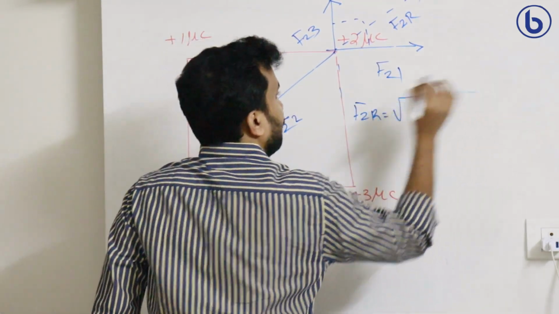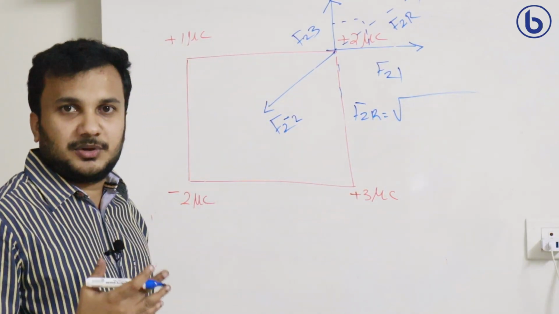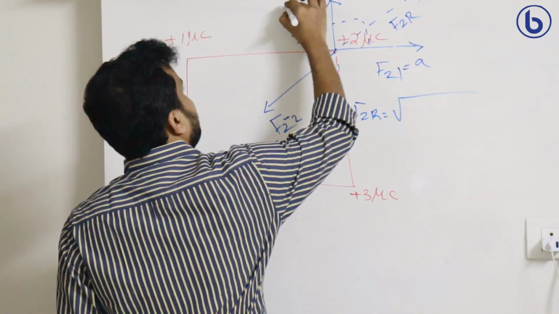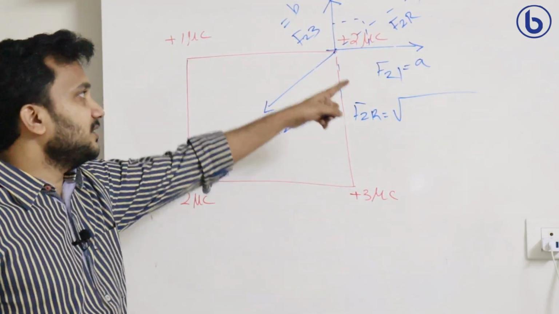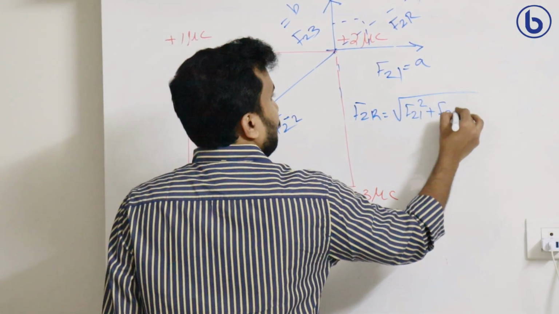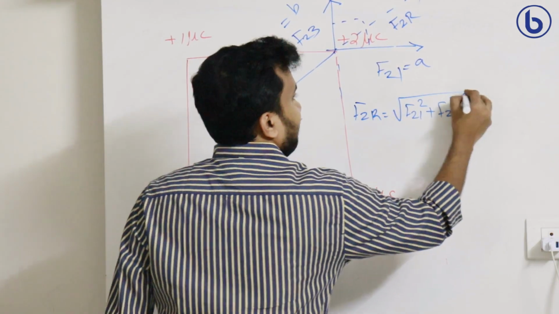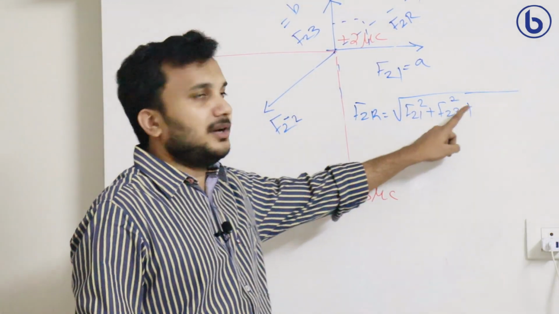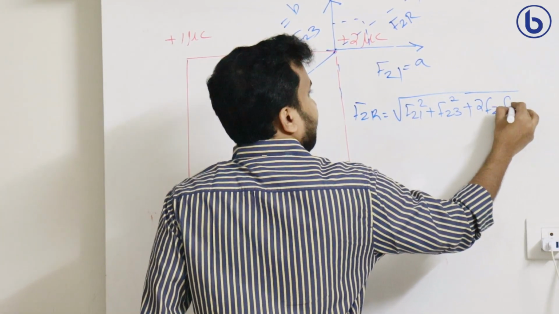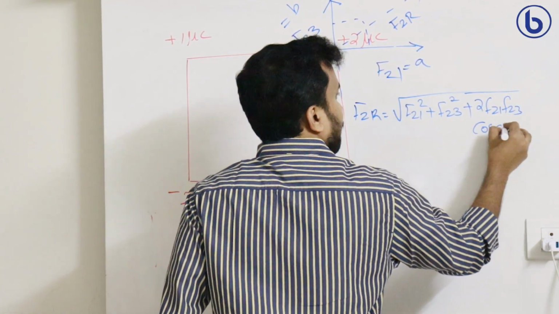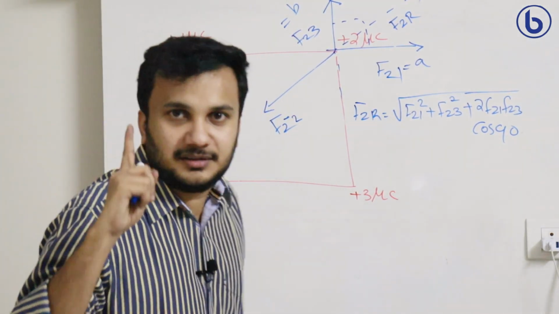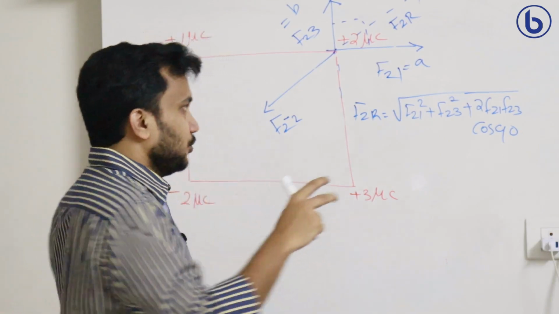F2R will be equal to the root of the same formula, a square plus b square plus 2ab cos theta. What is a? You can consider anything as a, and the other one is b. So this is a and this one is b. So F21 square plus F23 square plus 2 F21 F23 into cos of 90. What is cos 90? Cos 0 is 1, cos 90 is 0. So this term will go.